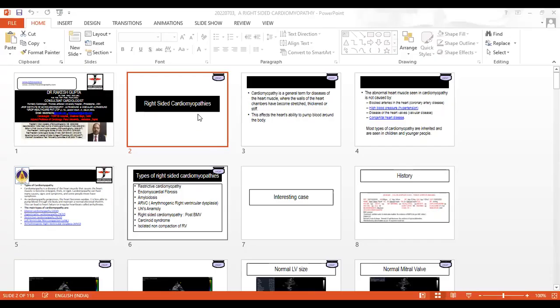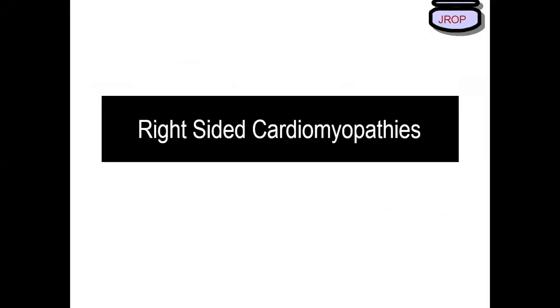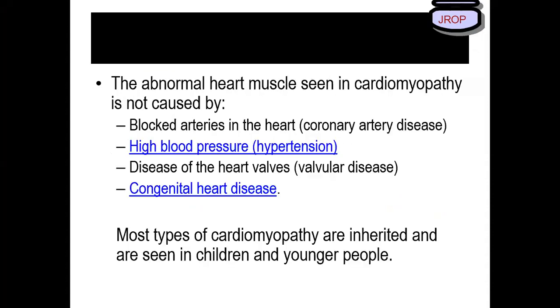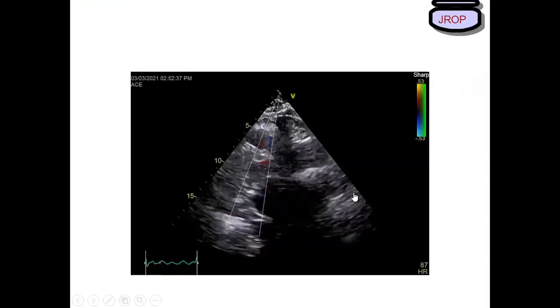Can you see my slides now? Yes, sir. All right. So Tushar, I'm showing you a patient with restrictive cardiomyopathy. This is Rani Talwar, a 75-year-old female. Her body surface area is 1.62. She was diabetic, hypertensive, and had atrial fibrillation. And what was the indication? Coronary disease or breathlessness was the indication, and she presented for echocardiography.